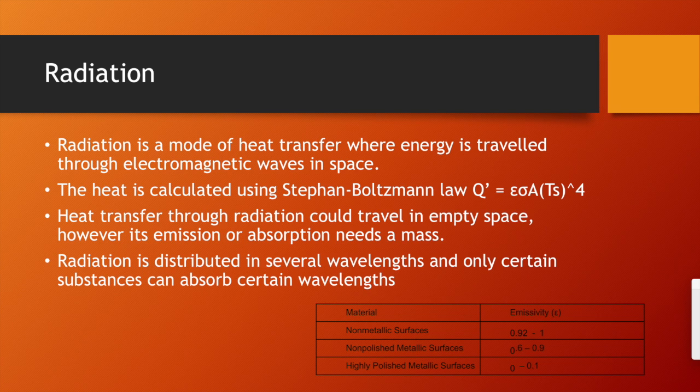The heat is calculated using the Stefan-Boltzmann law, which is equal to epsilon sigma A Ts to the power of 4. Heat transfer through radiation could travel in empty space, however, its emission or absorption needs a mass. Radiation is distributed in several wavelengths, and only certain substances can absorb certain wavelengths.